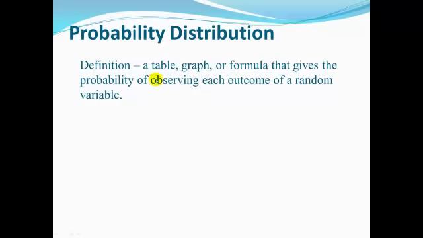This first part of the definition here, table, graph, or formula, that's just talking about the different forms that it's going to be presented. We'll see a little table here in just a second. Before too long, we'll get to the binomial distribution, which will be a formula. I don't think it's going to be a stretch to think about a graph. So different ways of presenting the material. But really, this is the part that matters, that gives the probability of observing each outcome of the random variable.